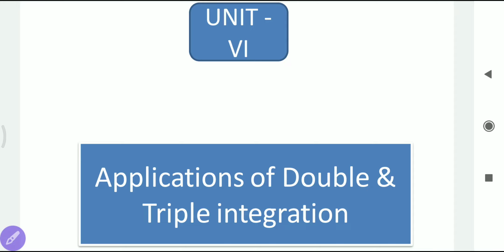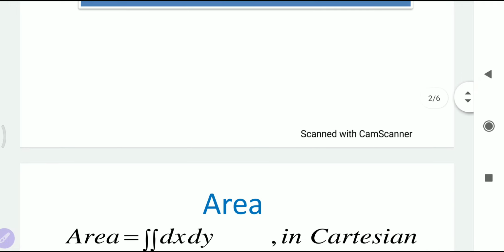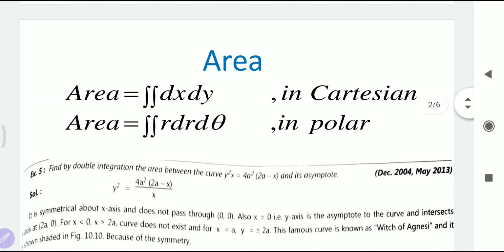Hello friends, today we are going to see applications of double and triple integration. The very first application of double integration is how to find the area with the help of double integration. The formula for area is double integration dx dy when you have a Cartesian equation. And if you want to find the area in polar, the formula is double integration r dr d theta.